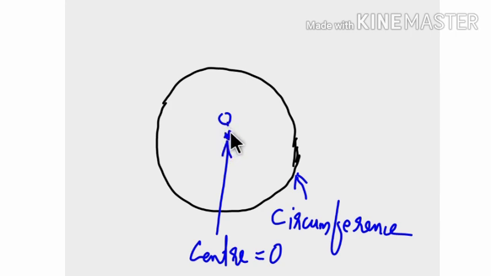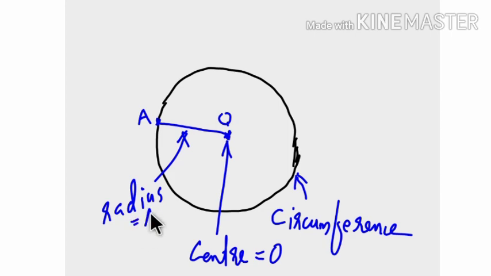Now let's join this middle point and one point on the circle. Let us name this point on the circle as A. This is a point on the circle, we name it as A. Now the line segment AO or OA is called the radius of the circle. So what is this? This is radius. Radius is AO.